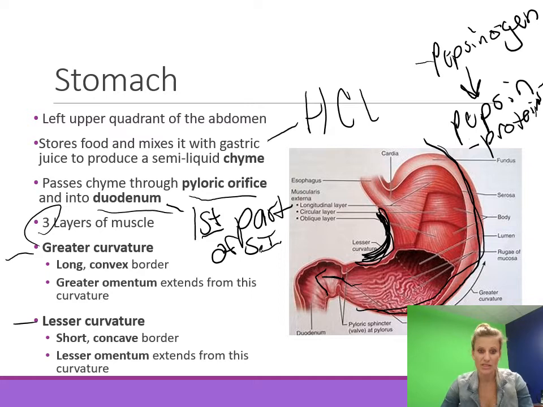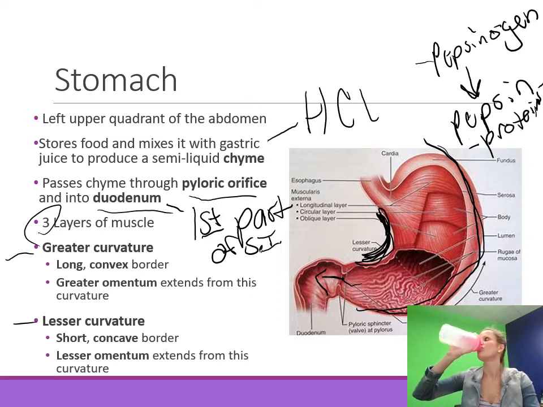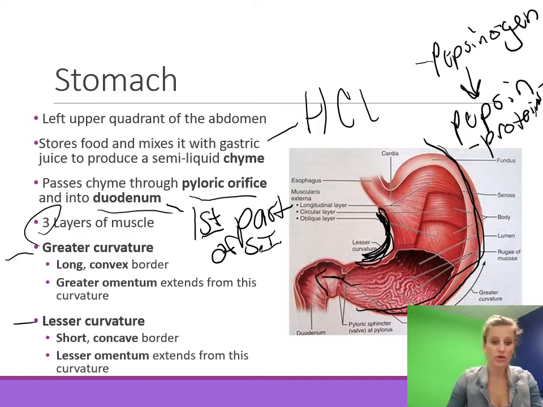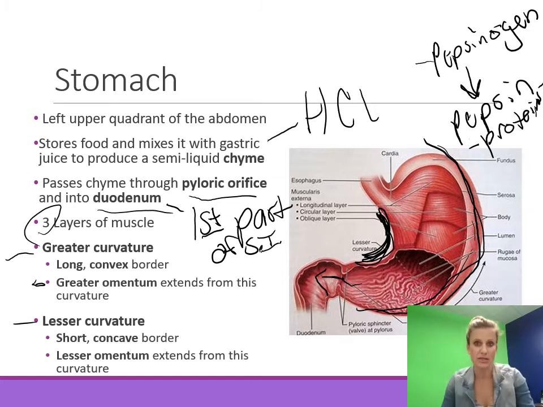When we look at these curves, we'll see that there are membrane-type tissues that extend from each of the curves, and they're referred to as the greater omentum and the lesser omentum. The greater omentum extends from the greater curvature, and an omentum is a double-layered membrane. It's an extension from the peritoneum. So the peritoneum, remember, is the double-layer membrane that's present around the organs and the peritoneal cavity. The omentum is just another double-layered, kind of fatty extension of the peritoneum. And the omentum connects the stomach and duodenum to other organs, and it helps anchor and give support to the stomach and to the duodenum.